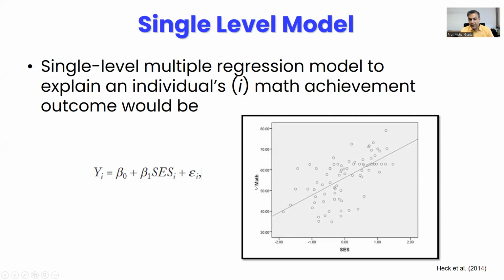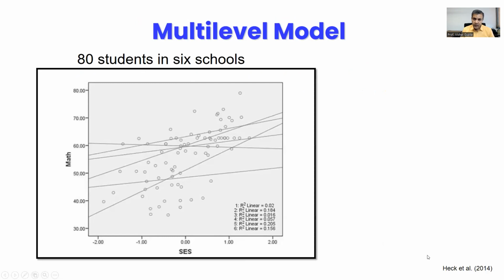We say my math performance varies as per socioeconomic status. So a single-level multiple regression model to explain an individual i's math achievement outcome would be Yi equals some intercept, beta 0, plus beta 1, which is the slope, times socioeconomic status i, plus some error residual. This diagram is taken from the book by Heck et al.